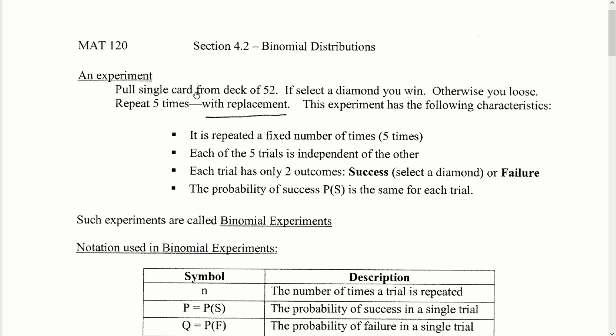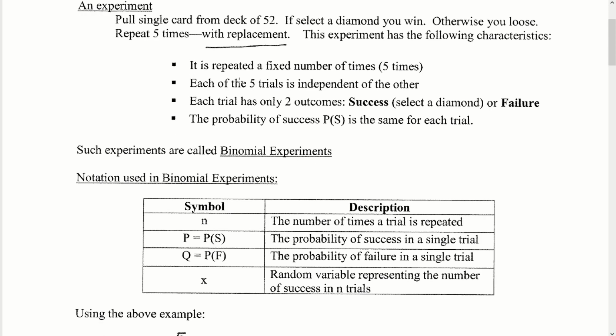We're going to repeat this process 5 times, and the selection is going to be done with replacement. So we pick a card out, you look at it, if it's a diamond, you win. If it's not, you lose. We put the card back in the deck, and then we're going to repeat this procedure. We're going to do this 5 times.